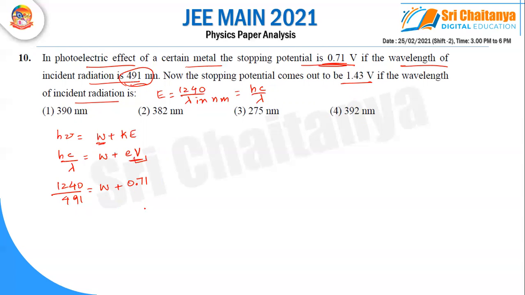In place of V, I'll be putting 1.43 plus the work function, and that equals 1240 by lambda, the wavelength of the incident radiation I'm interested in. Lambda is not known to us, and for that reason I have taken it in this manner. With proper subtraction of one equation from the other, we get lambda equal to 382 nanometers. Okay, we'll move on to the next question.